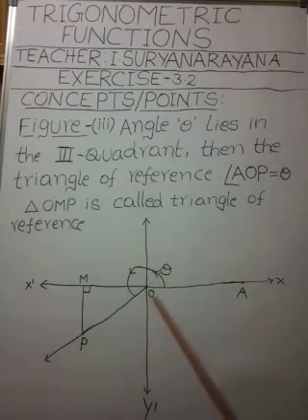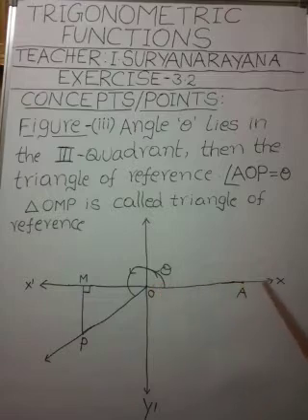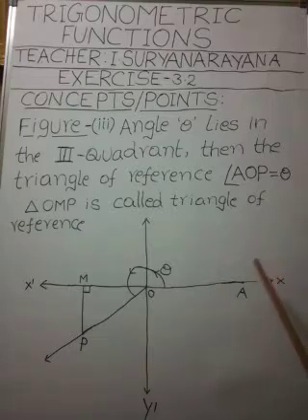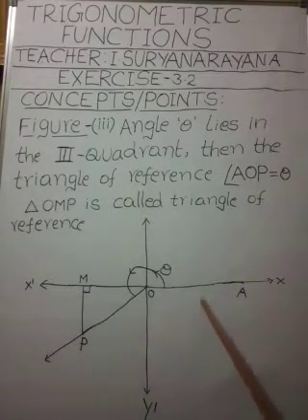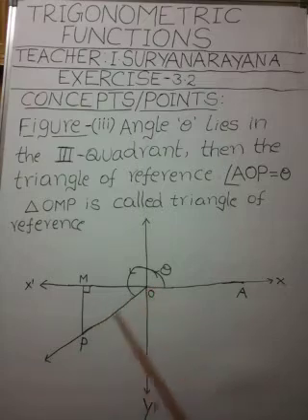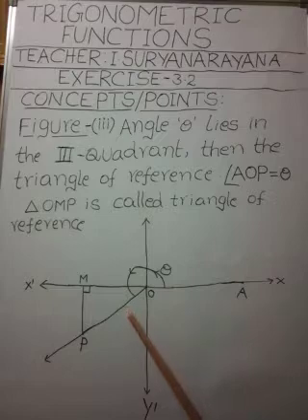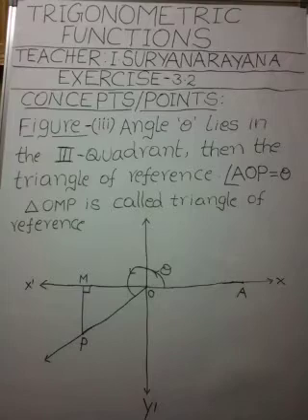Vertex of this angle is origin and initial side of this angle is positive x-axis, that is OA is positive x-axis. Okay, my children. Then what is the position of the terminal side? OP. In which quadrant does the terminal side lie here? Third quadrant. Therefore, we can say that angle theta lies in the third quadrant. The position of the terminal side decides the quadrant in which the angle lies. Understood this point, my dear children?